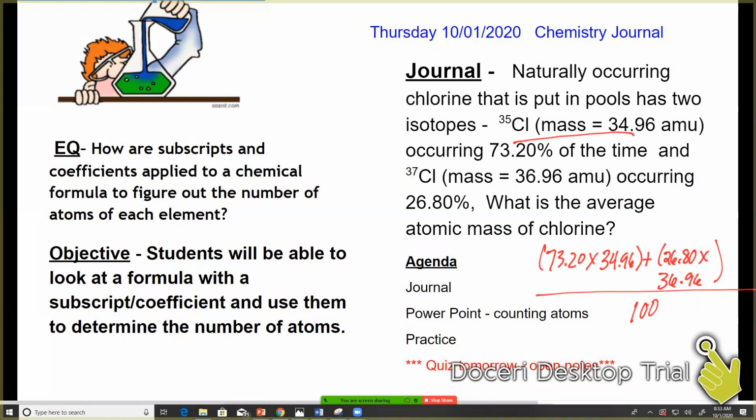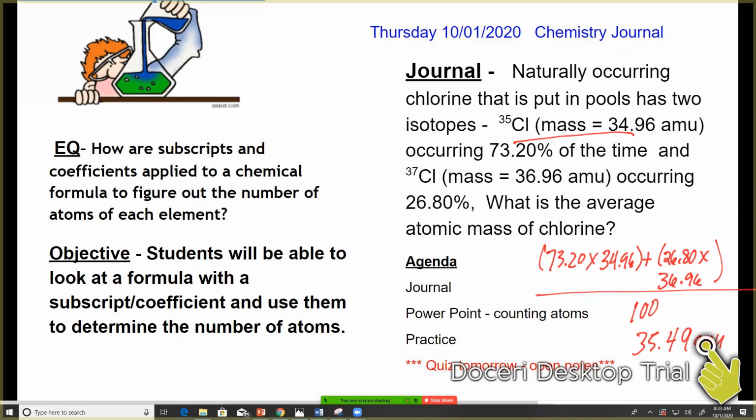And then y'all told me we got 35.49 or 35.50. And then my units are AMU. All right. So remember, it's just always percent times the mass. And you have to do that for each isotope.